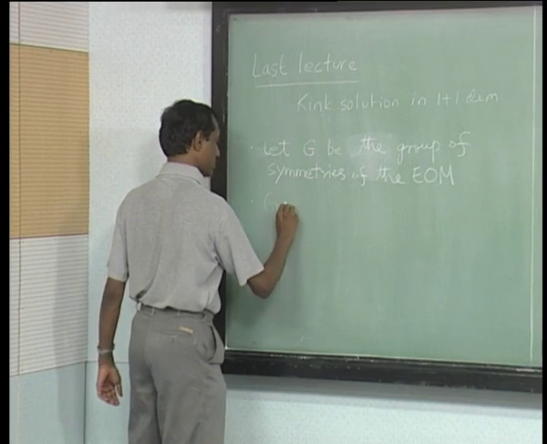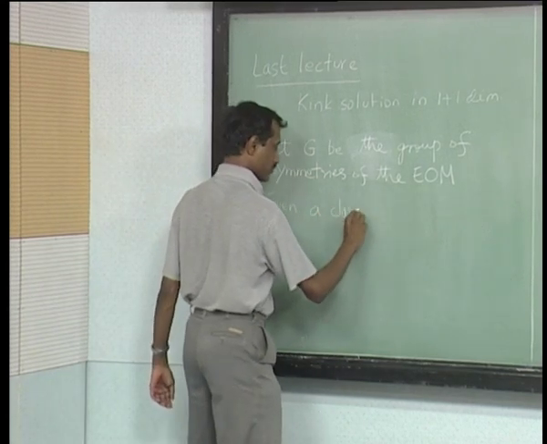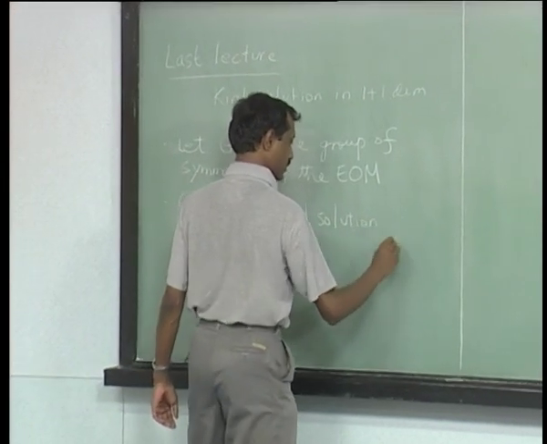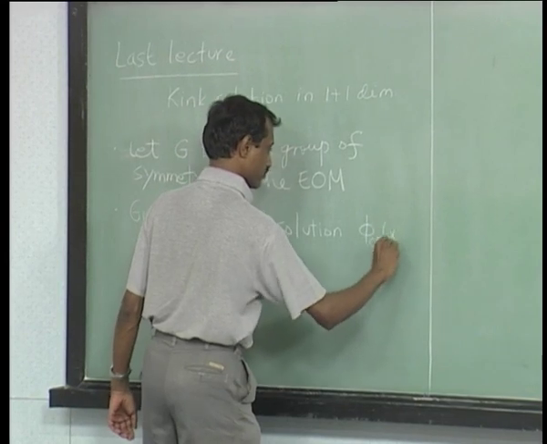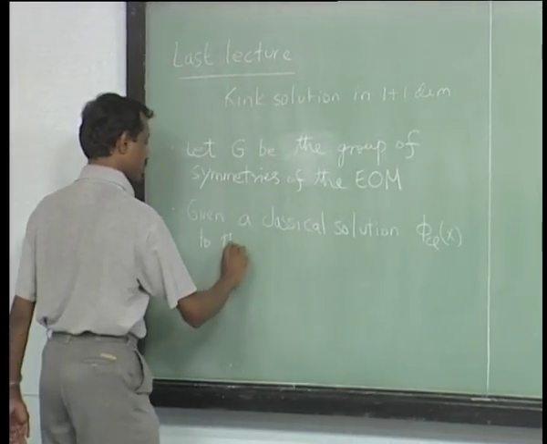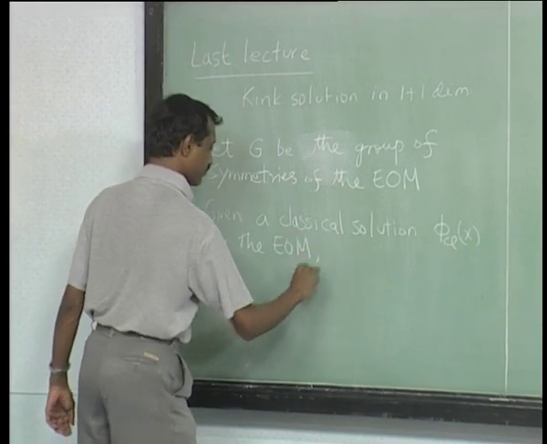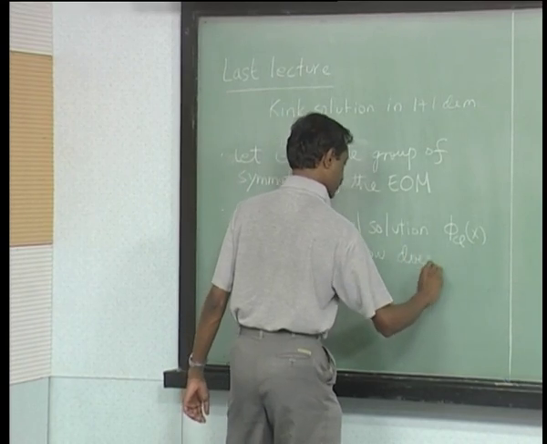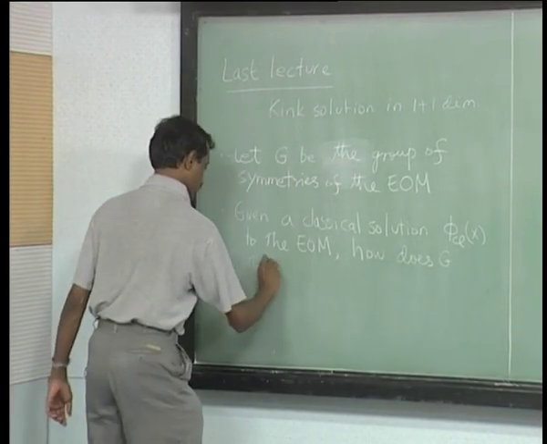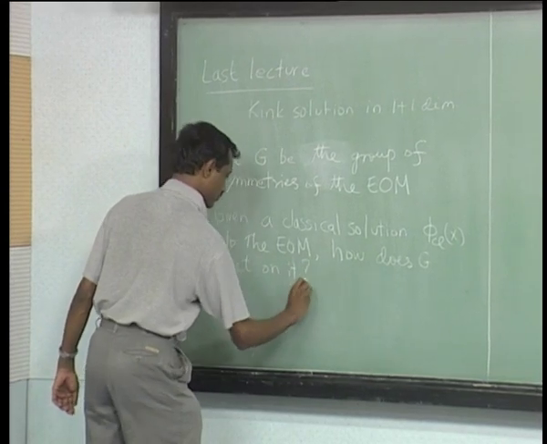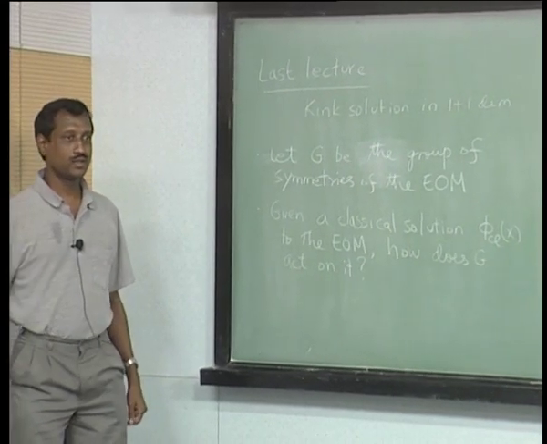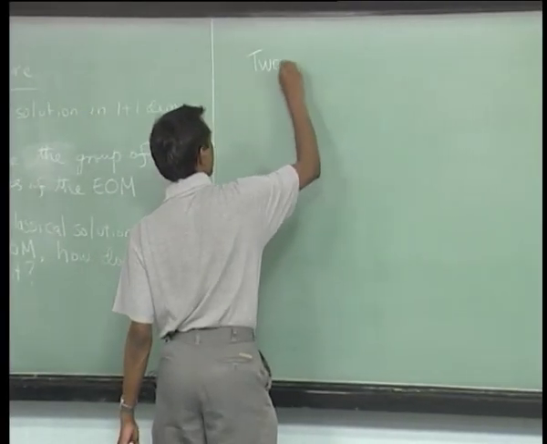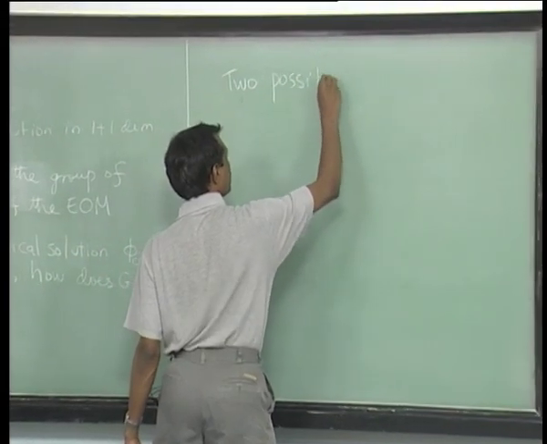So, that is what you are guaranteed, but now we can ask a different question. Given a classical solution to the equations of motion, how does G act on it? Okay. There are exactly two possibilities. Again something which we saw explicitly.